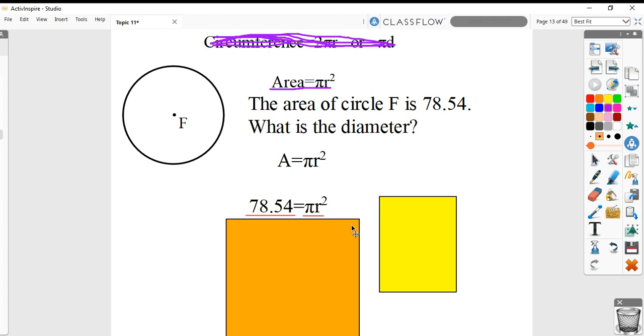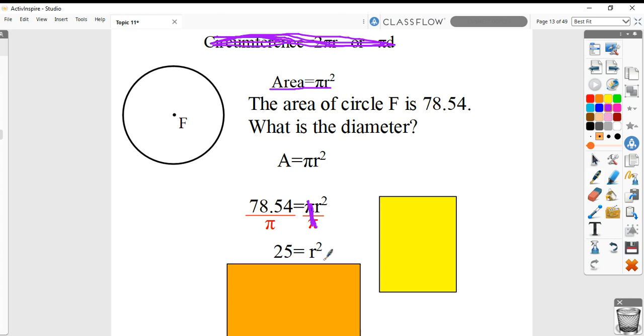So we start by trying to find r, and we look at all the stuff happening to r on the right side of this equation. It's being squared, it's being multiplied. We got to get this r completely by itself, so we need to get rid of this pi. We need to get rid of that multiplying coefficient out in front, so we divide by pi on both sides. 78.54 divided by 3.14 gives us 25 equals r squared. After the pi's cancel out, we got 25 equals r squared.